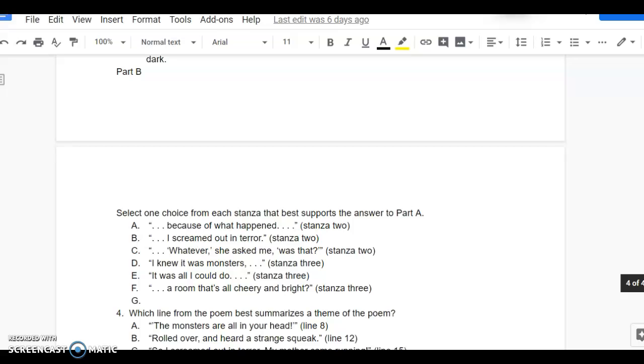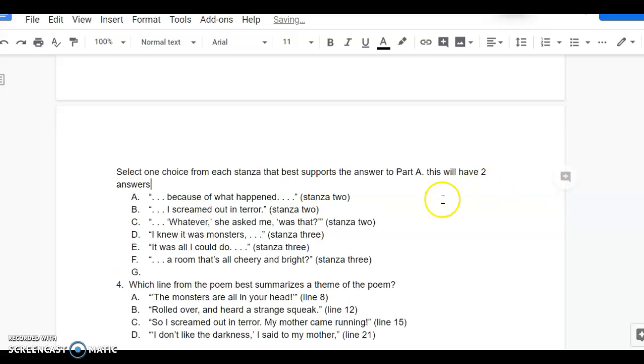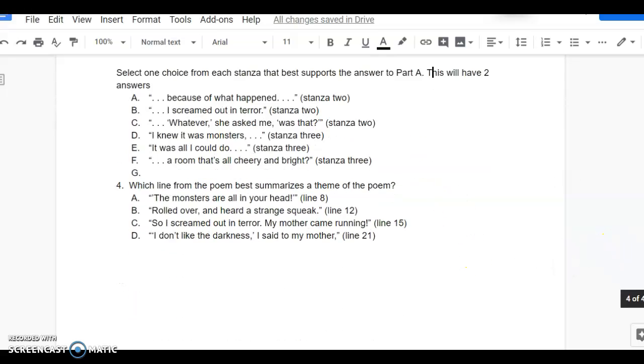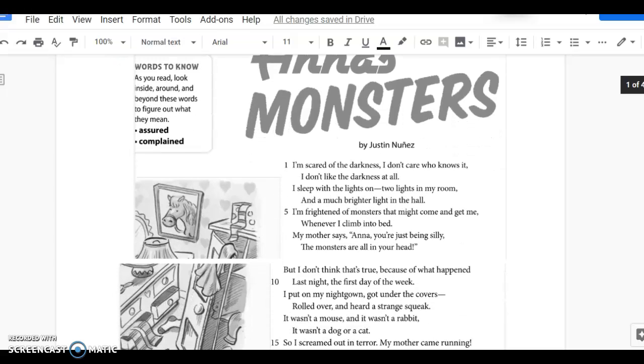Select one choice from each stanza that supports the answer to part A. So remember, it was stanza 2 and stanza 3. So you're going to pick one answer from stanza 2 and one answer from stanza 3. That means this will have 2 answers. Okay? All right. Next, which line from the poem best summarizes a theme from the poem? All right, so let's go back up and read the poem and the questions and answer choices.